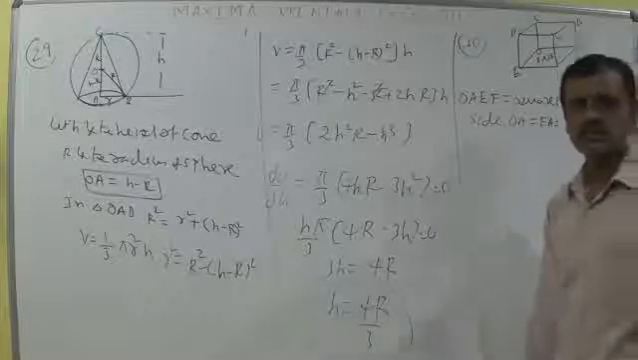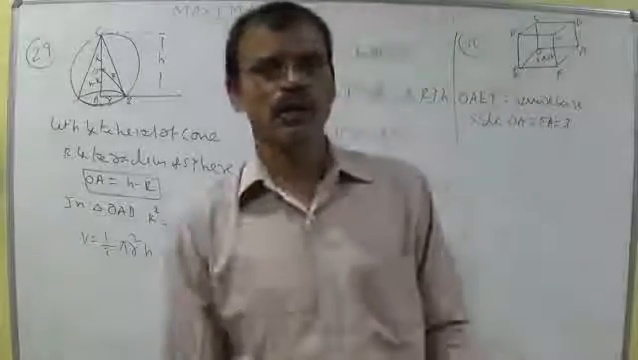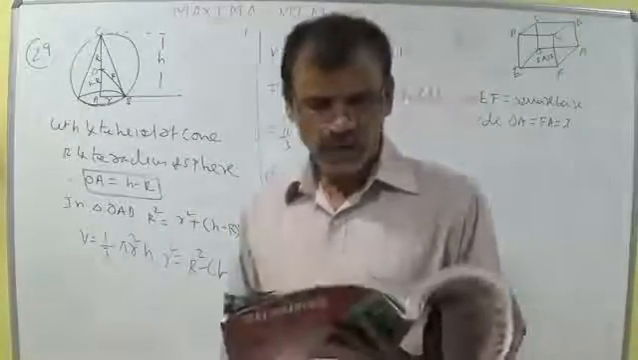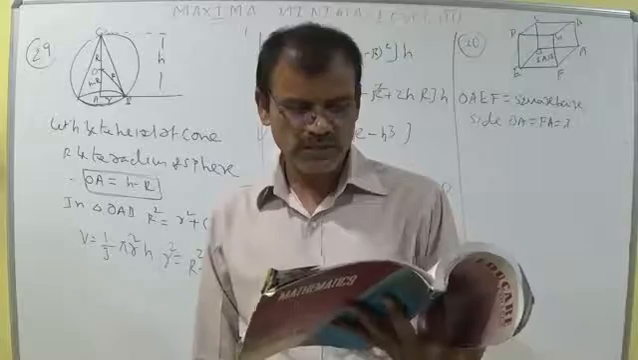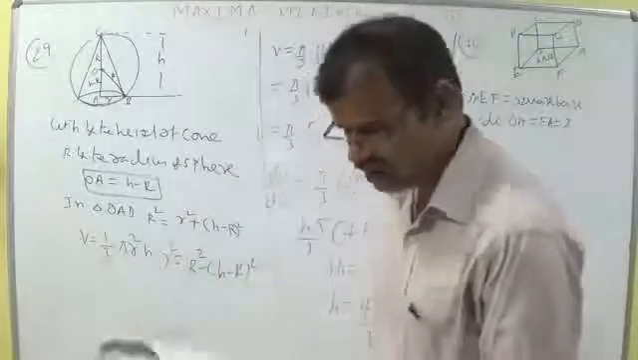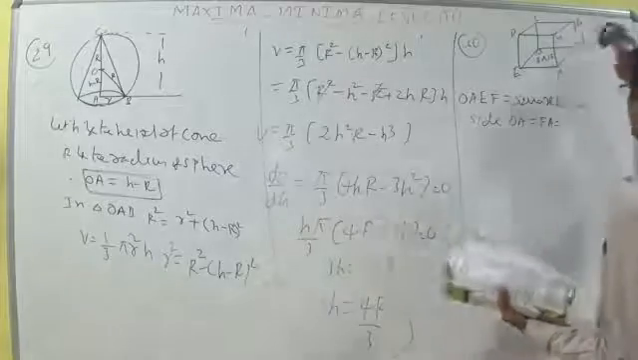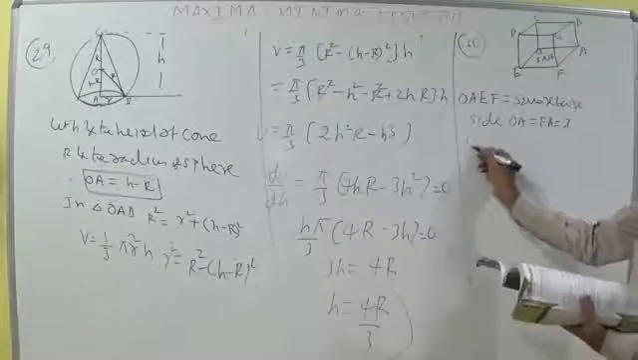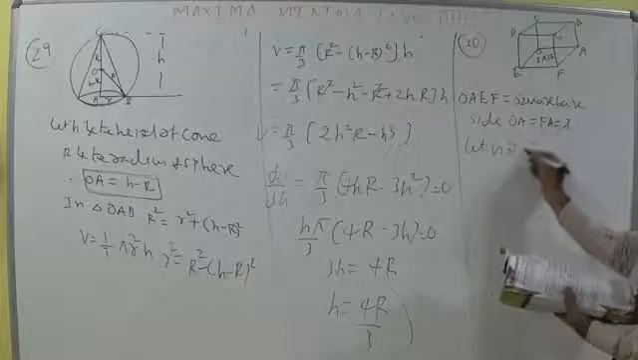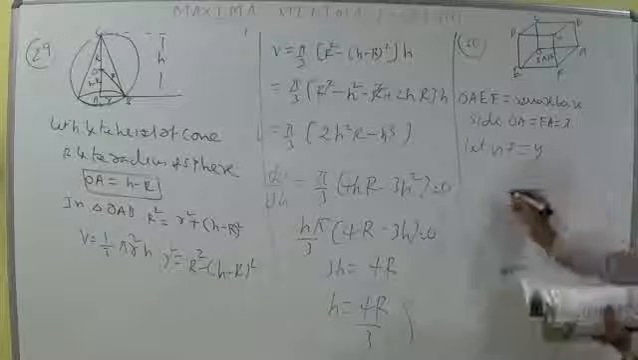Here I want to discuss with you that length and breadth are equal, but height is not equal. An open rectangular tank with a square base and 32 cubic centimeters capacity has least surface area. So this is separate, different. Let me write here: let GF or AB or anything be equal to Y.